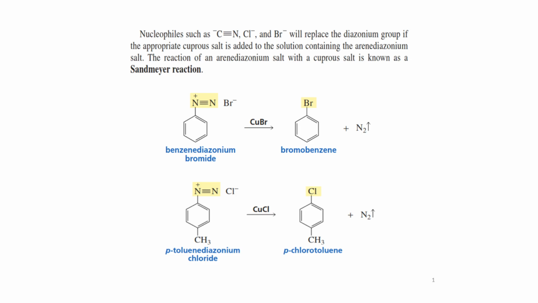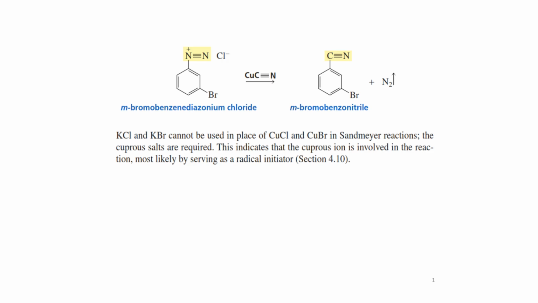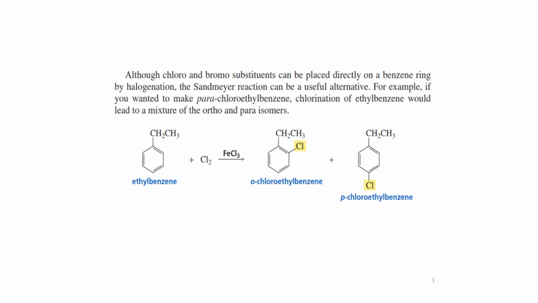Nucleophiles can replace the diazonium group in a Sandmeyer reaction, allowing for the introduction of various substituents onto the benzene ring. Cuprous salts are required in Sandmeyer reactions to replace the diazonium group, indicating their role as radical initiators. Chlorination of ethylbenzene can produce a mixture of ortho and para isomers, such as ortho-chloroethylbenzene and para-chloroethylbenzene.